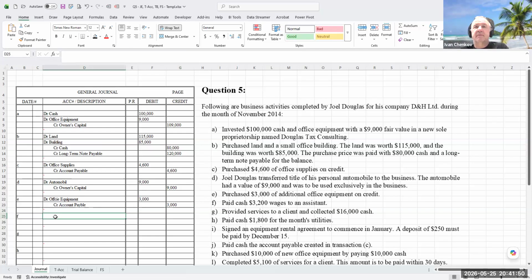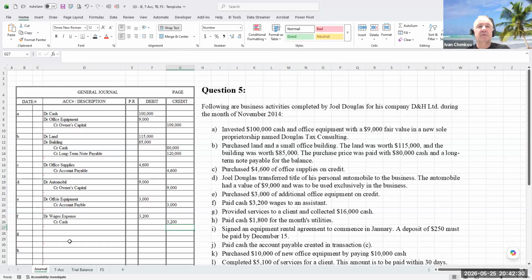Letter F. Now we pay cash wages to an assistant. Now, what's going to happen when we pay wages? What is that for us? Expense. Finally, we have some expense. Debit, wages expense, and that's for $3,200. And since we paid cash, the cash is going to go down by $3,200.